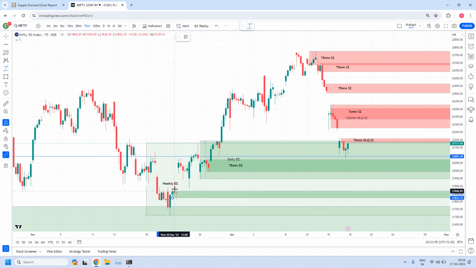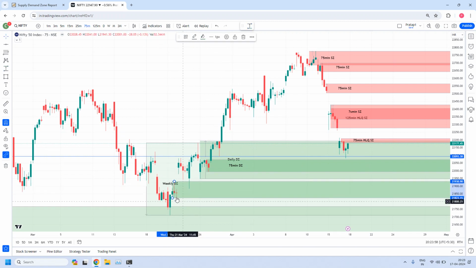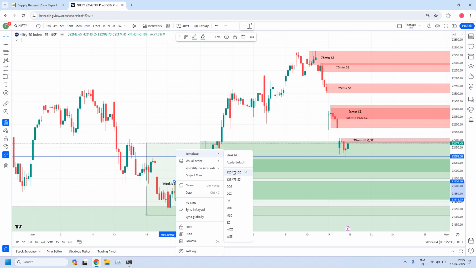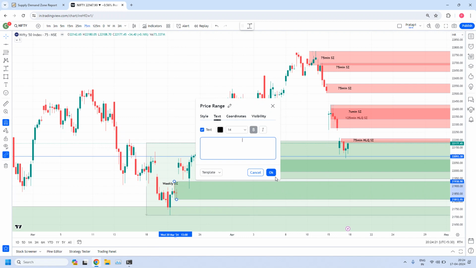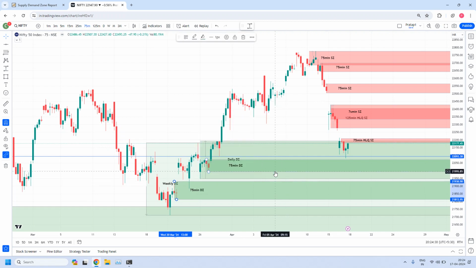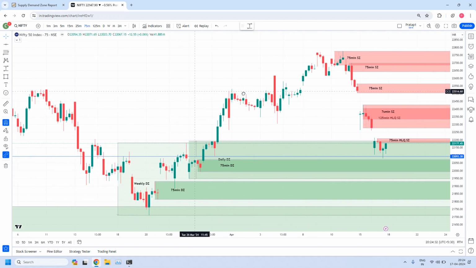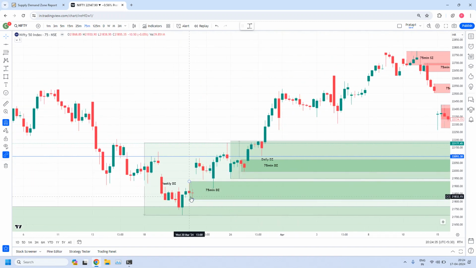But if you look at this 75 minutes demand zone, this does not have a daily confluence. This is only an aggressive zone. If anybody is planning aggressive trades, such kind of zones, but a proper reason should be there. And moreover, this zone is already tested. This is the 75 minutes demand zone. Is it tested? Yes, it is tested.